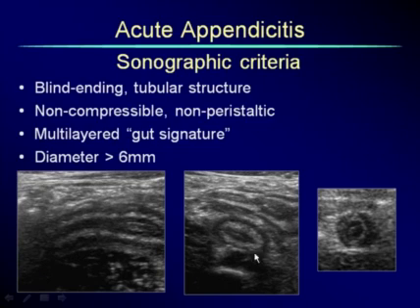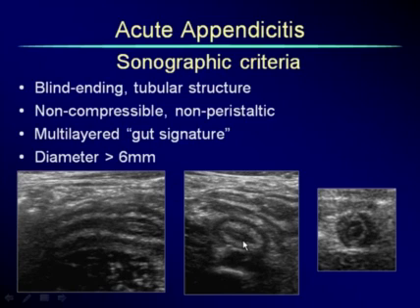So our ultrasound criteria for acute appendicitis are a blind-ending tubular structure, which is non-compressible and has no peristalsis. We can see, especially in this cross-section, a multi-layered appearance. That's gut signature. What we see is bright, dark, and then surrounding brightness. And those are our layers of the bowel wall.